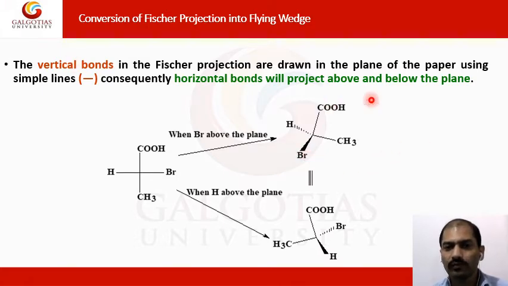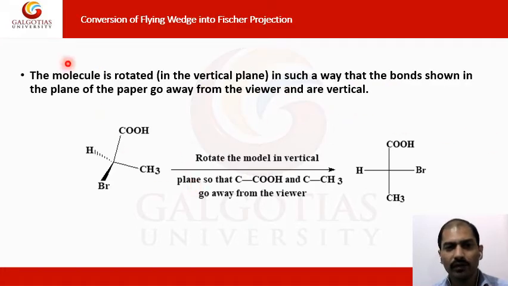Now here, in this way the molecule can be rotated in the vertical plane in such a way that the bonds shown in the plane of the paper go away from the viewer and are vertical. Suppose you have this set of molecules and you want to put it into the Fischer projection, in the form of vertical and horizontal lines, then how will you convert it? These points are very important here, so you have to follow them and then you will be able to draw this molecule.